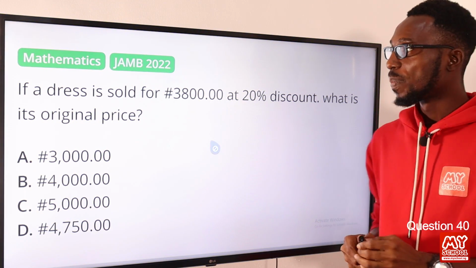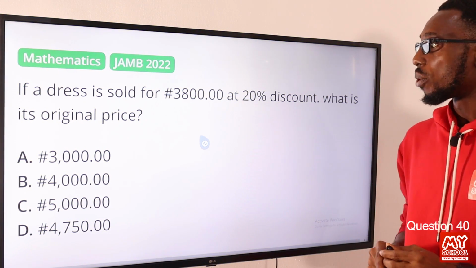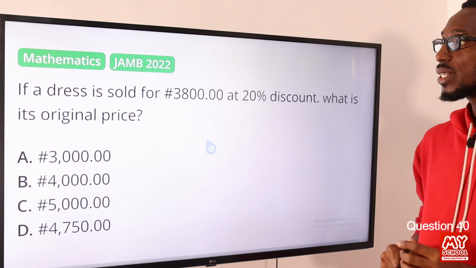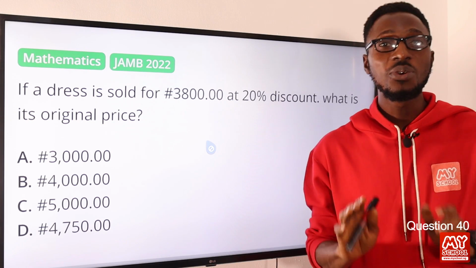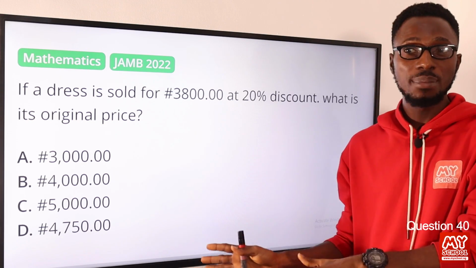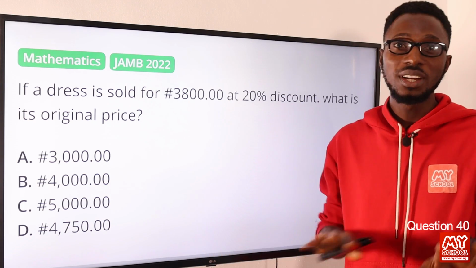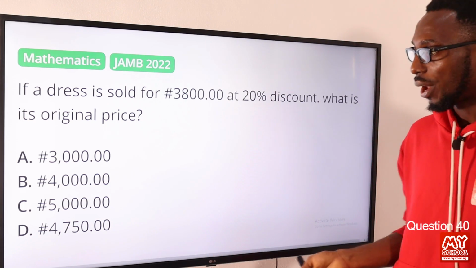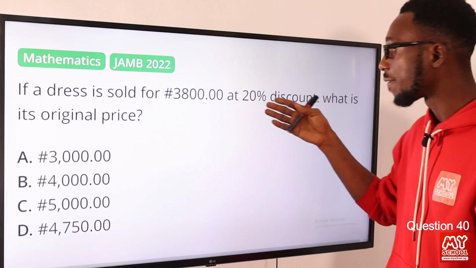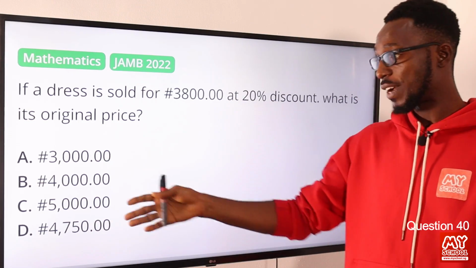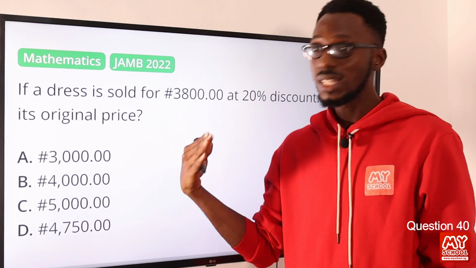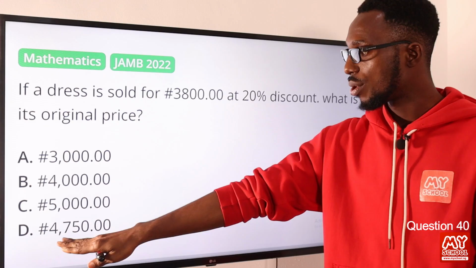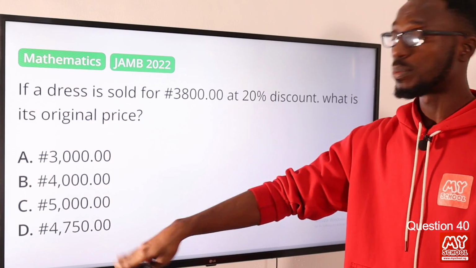Question 40. If a dress is sold for 3,800 naira at 20% discount, what is its original price? On the Myschool website, we have prescribed another solution, another approach to this particular question, so I'm just going to introduce another step. Basically you can just check for 20% of these values. Since I've already done this, I'm just going to show us an easy step. The actual answer should be 4,750, but we run a check.